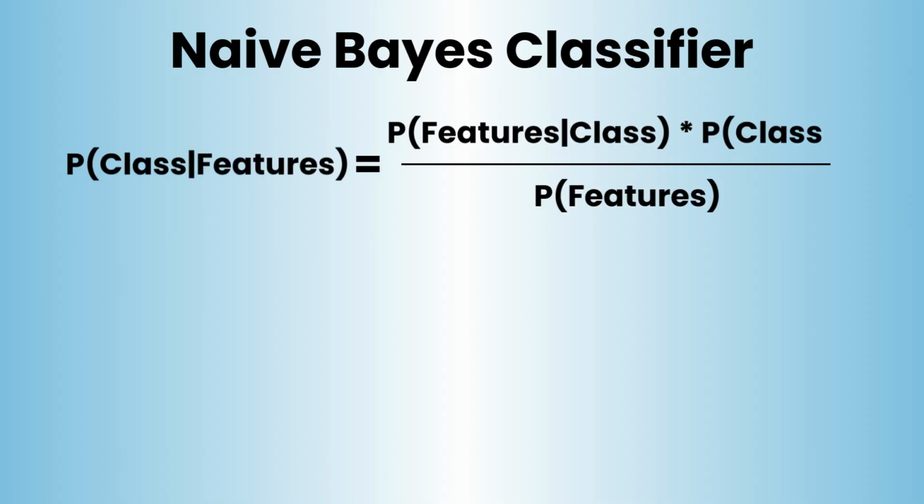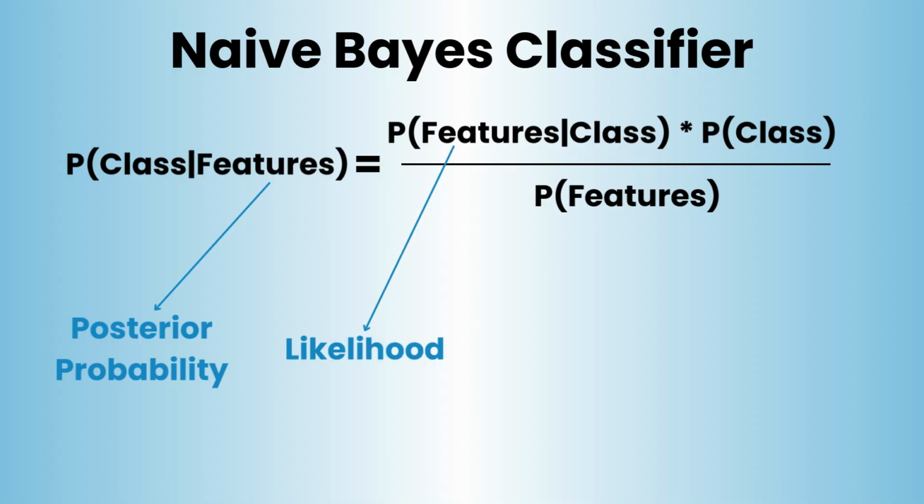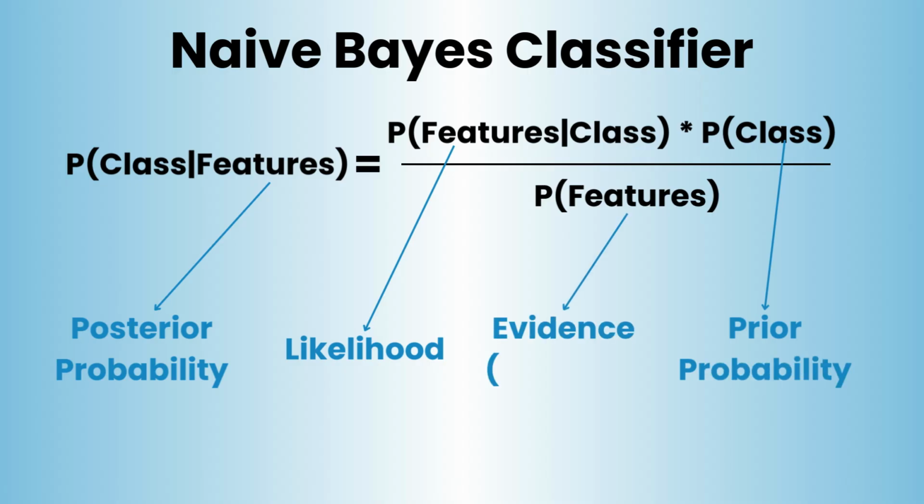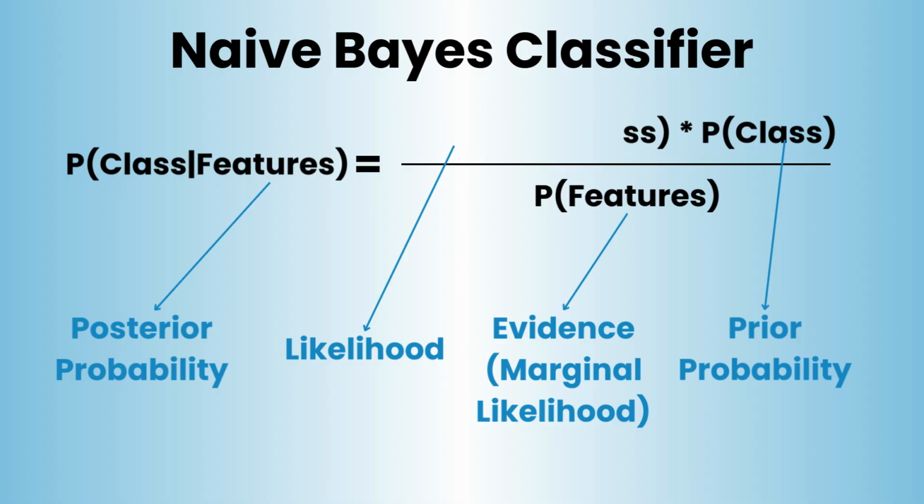In this formula, probability of class given features is the posterior probability. This is what we need to find. The probability of features given class is the likelihood. How often we see these features in this class. Probability of class is the prior probability. How common is this class overall? And probability of features is the evidence. How common are these features in general?